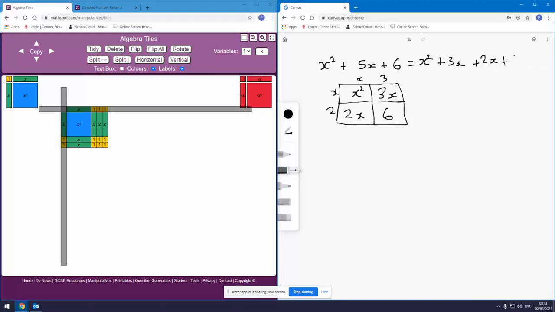My 6, however, has stayed together. My 6 ones have stayed together, but I've split my x's so that 3 are vertical and 2 are horizontal. And this, of course, is a fairly standard procedure for factorising quadratics.